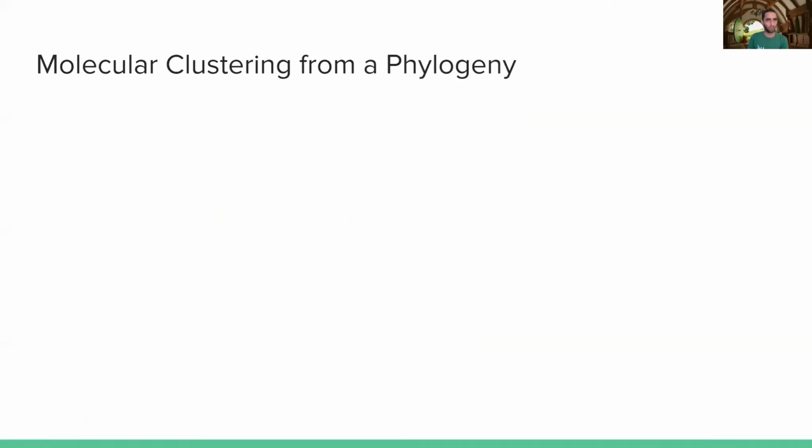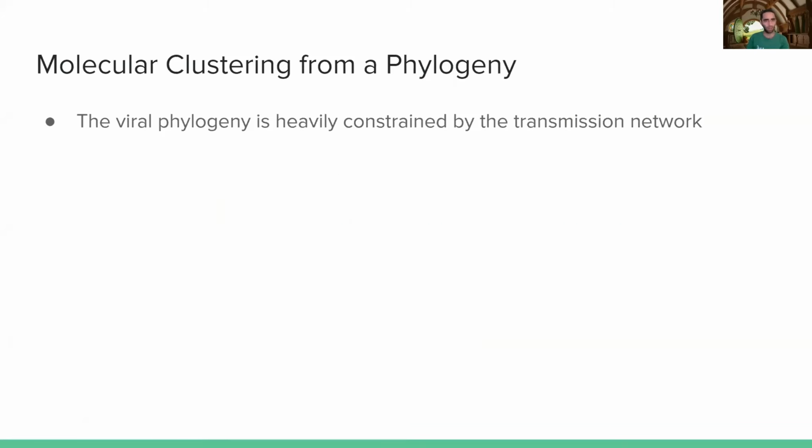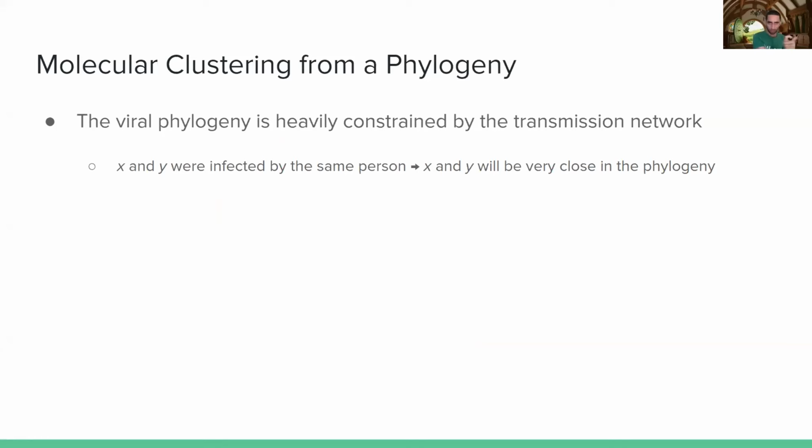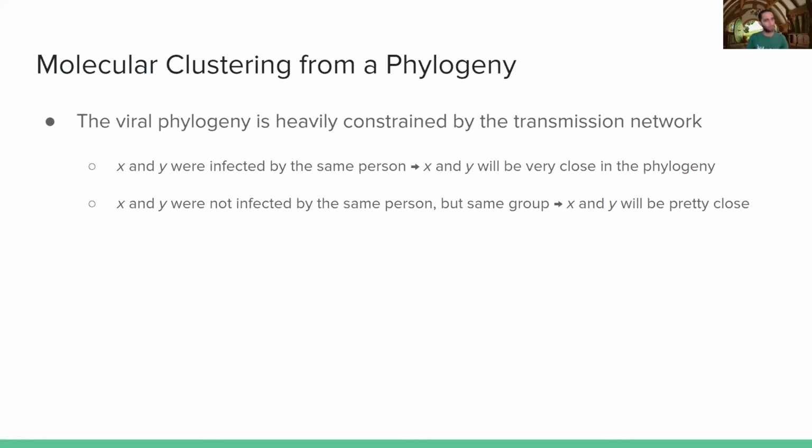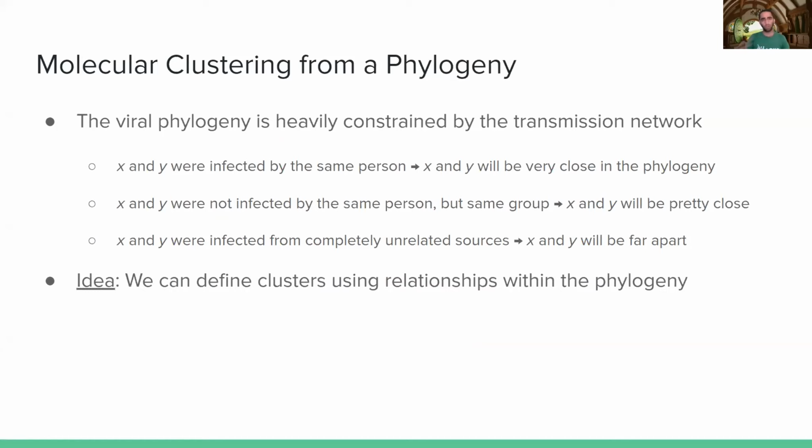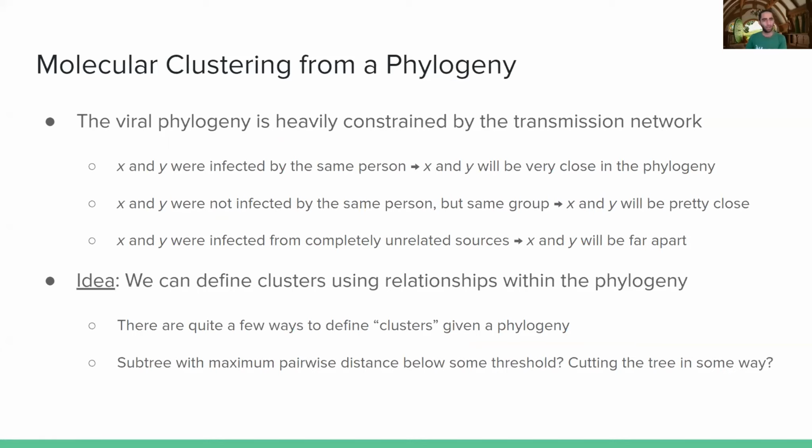You can also do molecular clustering from a phylogeny. Let's say that I have an evolutionary tree, which, as I mentioned earlier, is heavily constrained by the transmission network. If X and Y are infected by the same person, they're going to be close together in the tree. If they're not infected from the same person, but they're in the same group, they'll be pretty close in the tree. And if they're infected from completely unrelated sources, they'll be very far apart in the tree. So similarly, I can define clusters using relationships within the evolutionary tree. There are a lot of ways to define what is close in the tree. Here are just a couple of potential definitions.